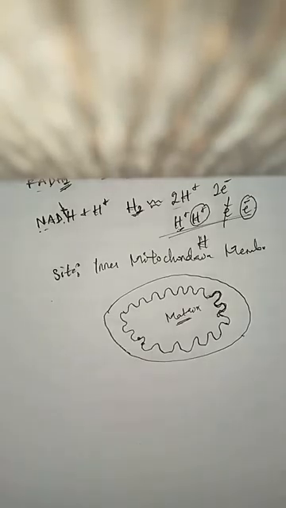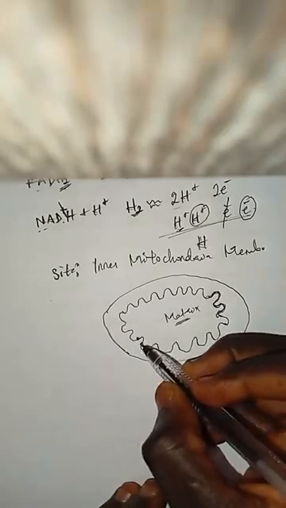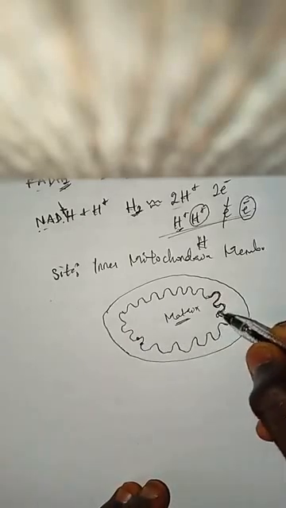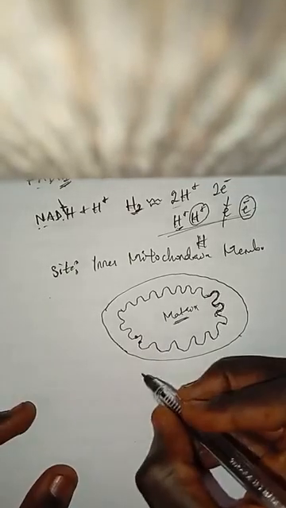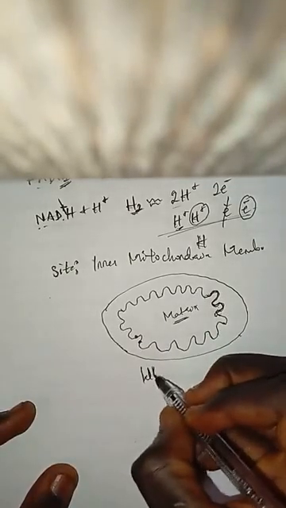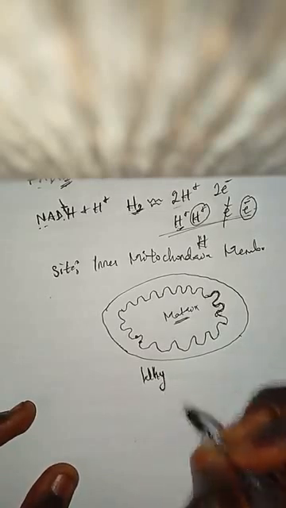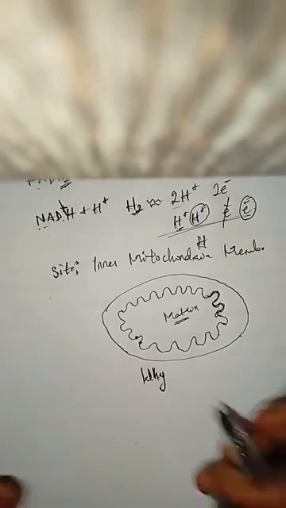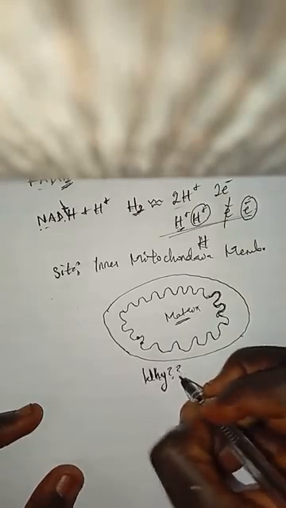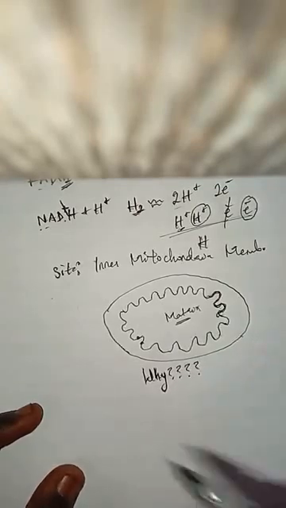But please, I like repeating it. Electron transport chain simply means you are transporting electrons from one acceptor to another acceptor until you get to oxygen, which is the final acceptor. But the question I would love to ask now is, why are you transporting the electrons? That is the big question. Why are you doing it? What is the purpose of that?